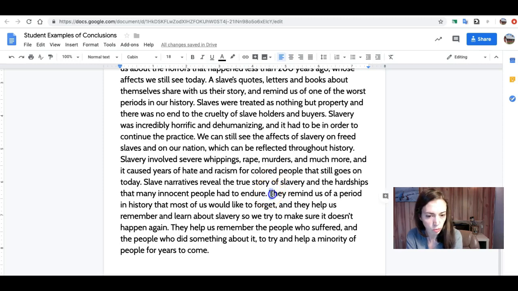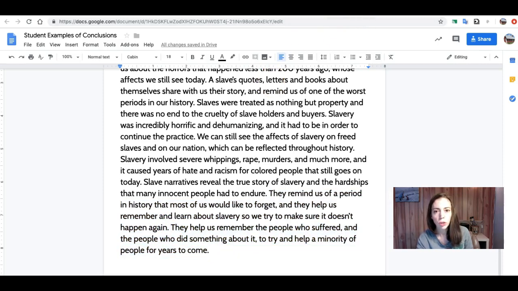Now here's a big so what. They remind us, these slave narratives, they remind us of a period in history which most of us would like to forget, and they help us to remember and learn about slavery, so we try to make sure that doesn't happen again. They help us to remember the people who suffered and the people who did something about it to try to help a minority of people for years to come. So that's, again, a nice lingering thought that she's got going on here, right? Her so what, and then a lingering thought to leave us with.